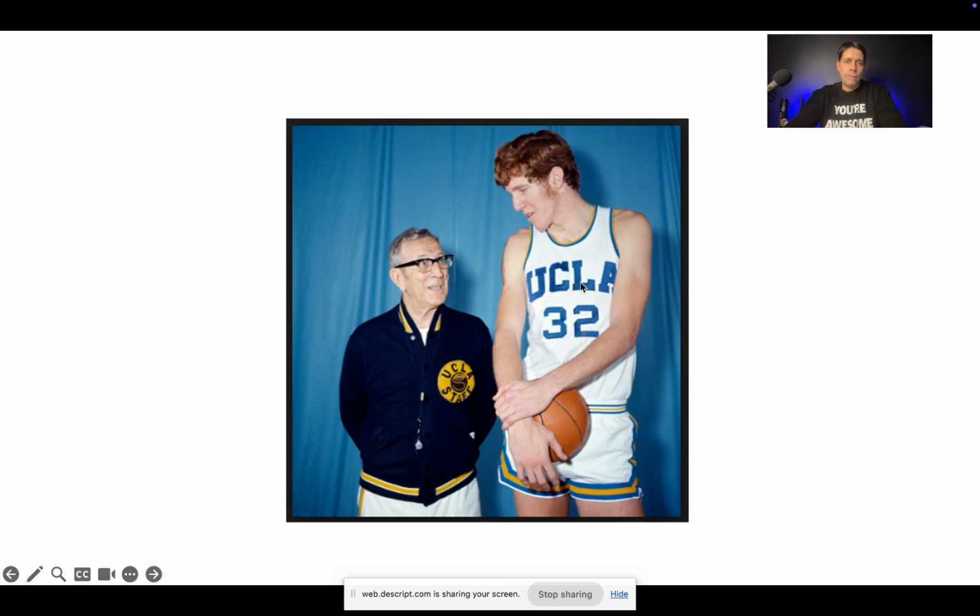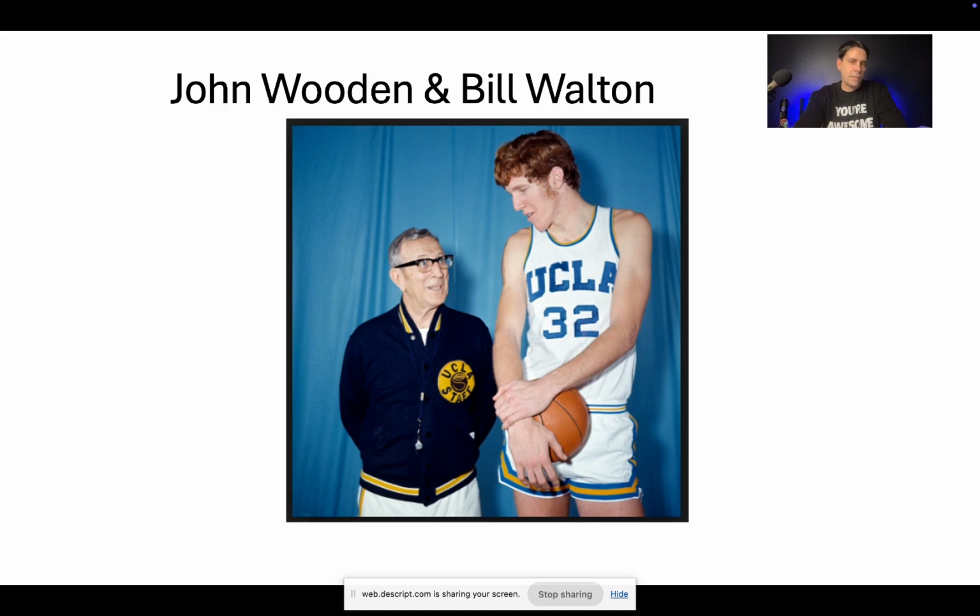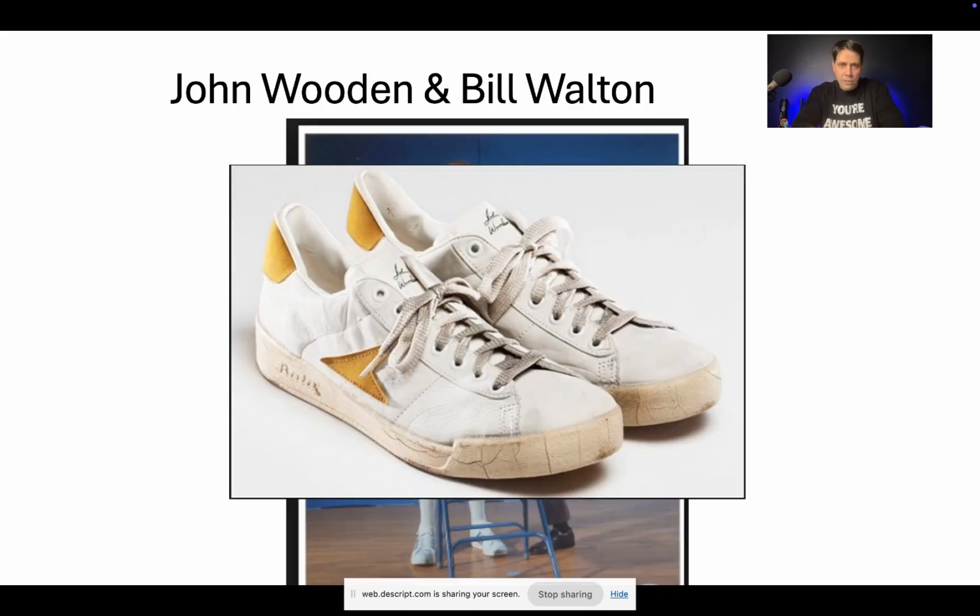Hall of Fame basketball player Bill Walton, Hall of Fame coach John Wooden. John Wooden was voted by ESPN as the coach of the century for the 1900s. He won 11 championships in like 13 years at UCLA. Hall of Fame basketball player Bill Walton shows up to the first day of practice. First day of practice, John Wooden says, "Okay, everybody, take off your shoes." And all the players took off their shoes, and they're in the middle of the court, and he says, "I want you to take off your socks."